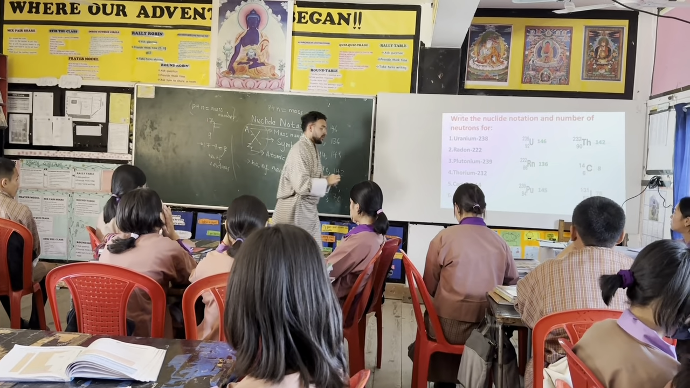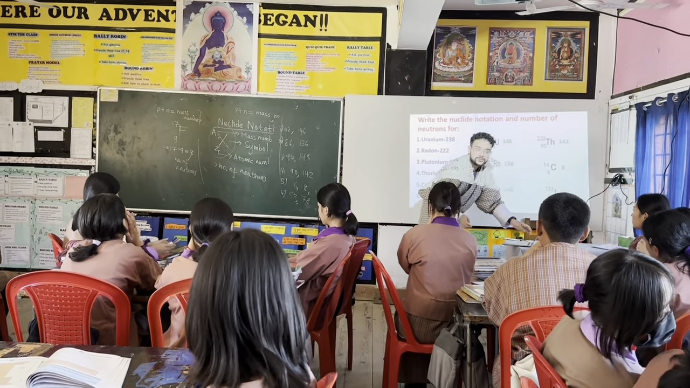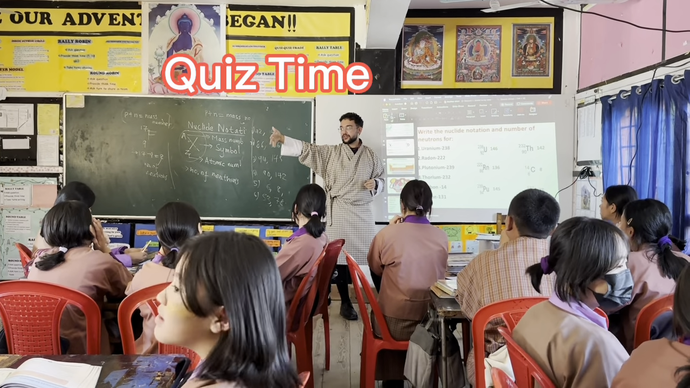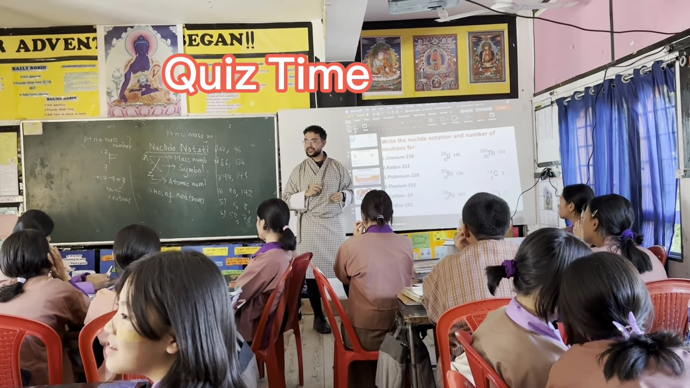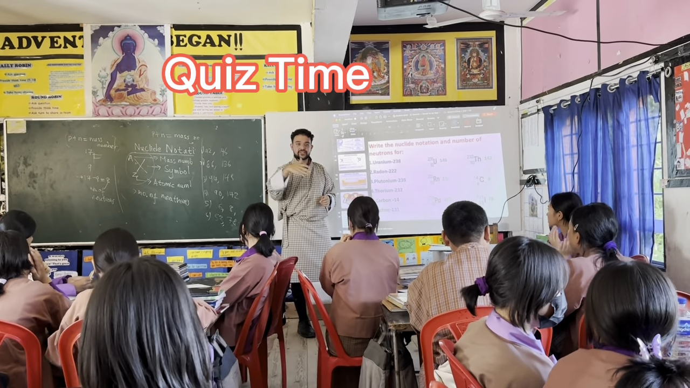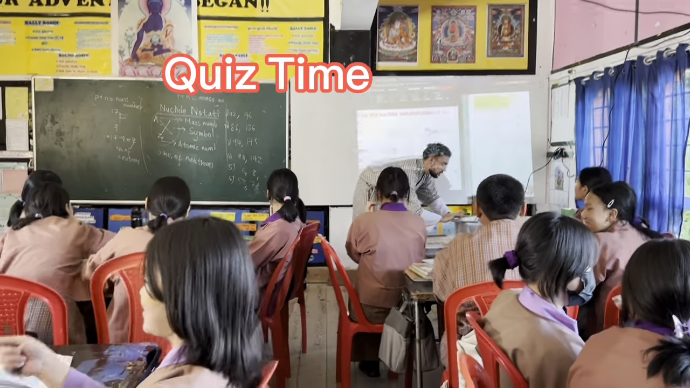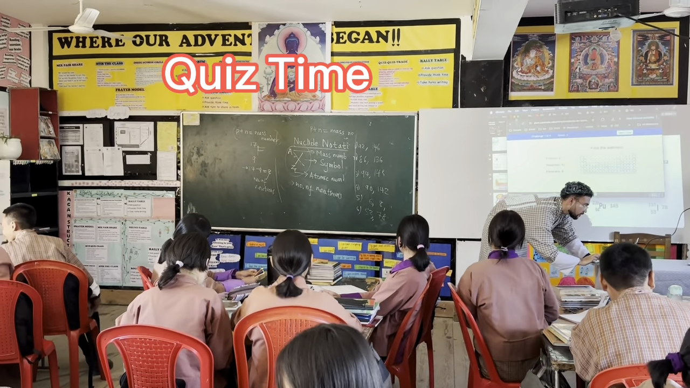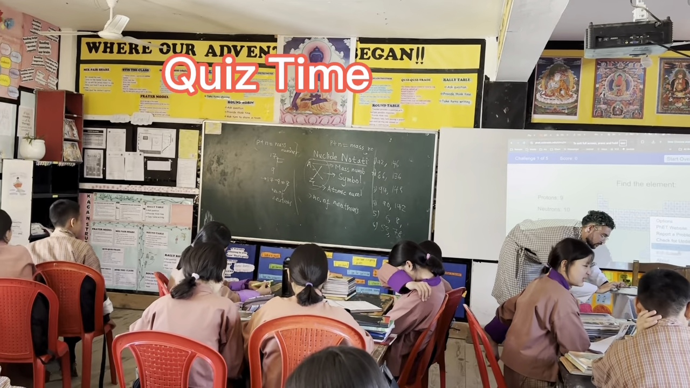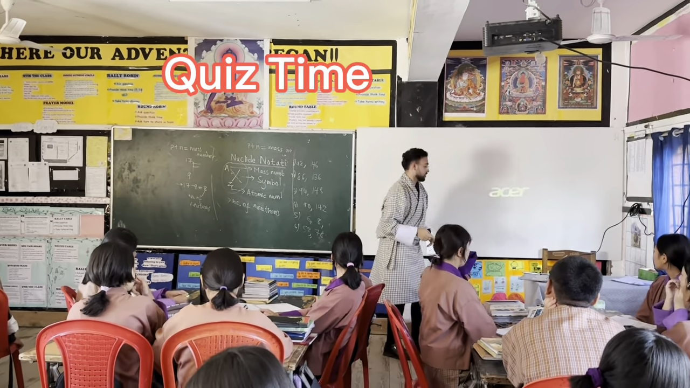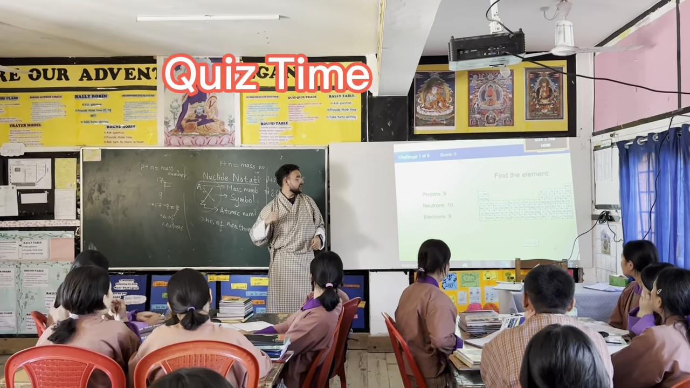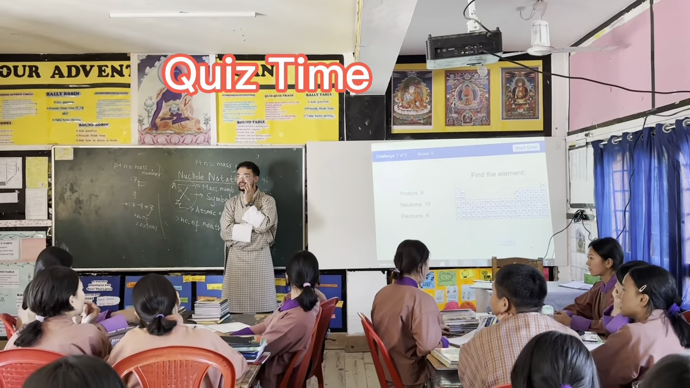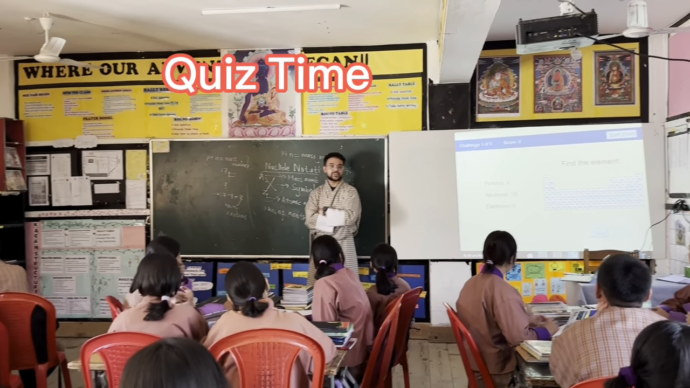Yes, sir. Alright. So we have 5 minutes, so let us do one short quiz. I will ask one question to each group. If you are not able to answer, it will be passed on to the next group, okay? So the same groups, 1, 2, 3, 4, 5, 6, let's see how you will answer. Okay. So find the element, and these are the numbers. I'm asking this group.